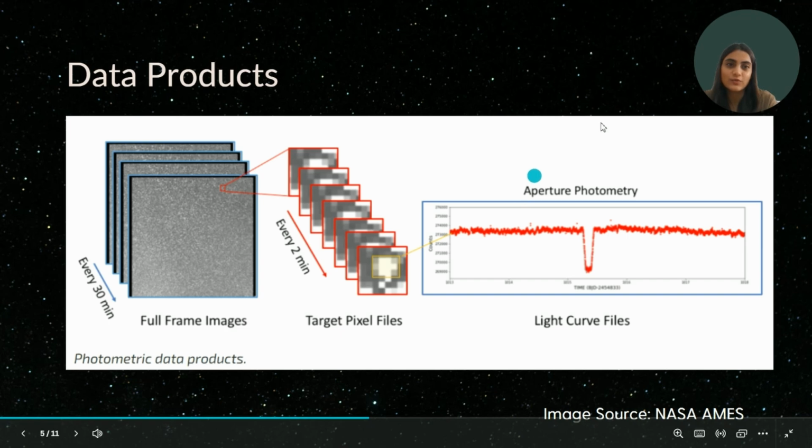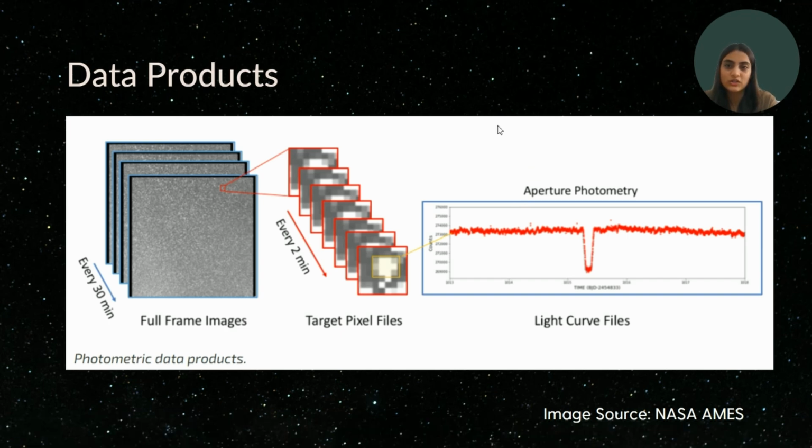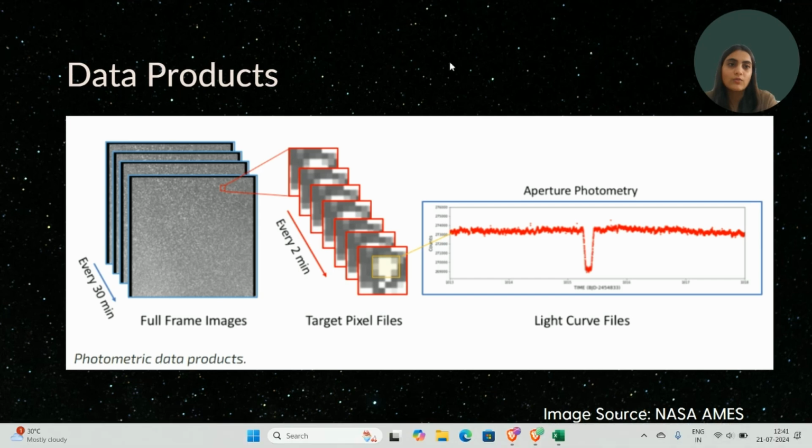So these are the data products that we get from the TESS mission. Firstly, the full frame images. The FFIs capture wide field images of the entire field of view. FFIs allow astronomers to monitor many stars simultaneously, providing a broad overview of a region of the sky. And then we have the target pixel files, TPFs. TPFs contain pixel level information around the specific target star, enabling precise measurement of its brightness over time.